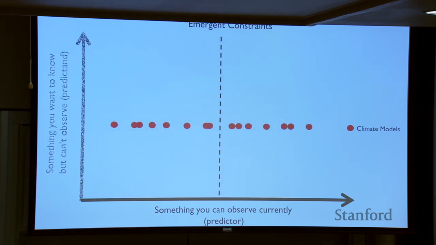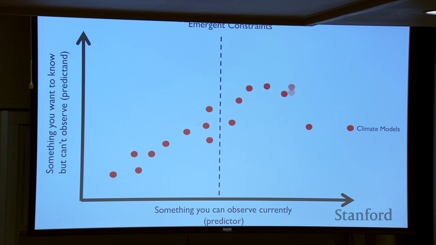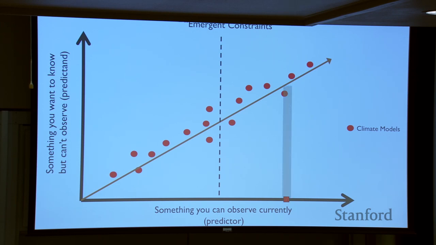What we're looking for is something with essentially a strong statistical relationship. So you have something that you can observe currently, and that is across models related to this thing that you can't observe, the predictand. So again, in this case, it's how much warming we expect in the future. And so if you have something like this, then you can use this relationship and say, okay, observations are here. And so that means that the models that are closest to observations are telling us something in terms of what our predictand is.